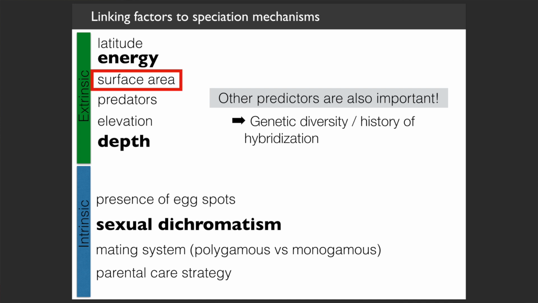I also want to point out that surface area of lakes does not predict whether or not cichlid adaptive radiations happen, but surface area becomes very important when thinking about predicting the number of species that evolve within these adaptive radiations.